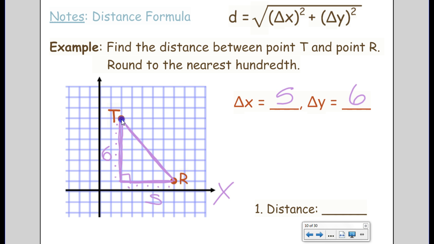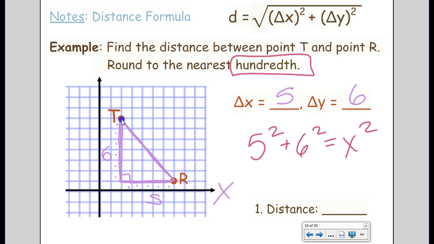Okay, Betty, set me up an equation. What's my equation? Love it. Very good. Everyone solve for x. Let's round to the nearest hundredth, which is 2 decimal places. Claire, when you have an answer, let me know.